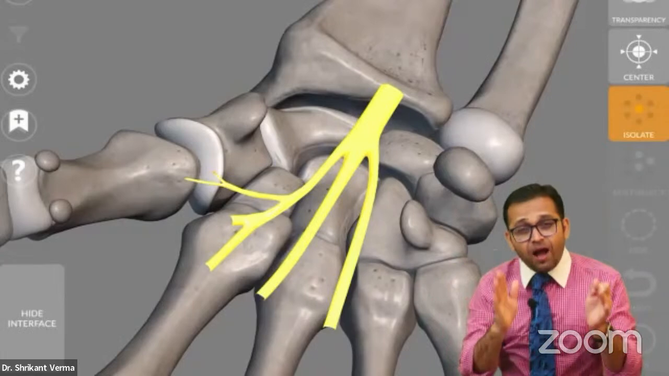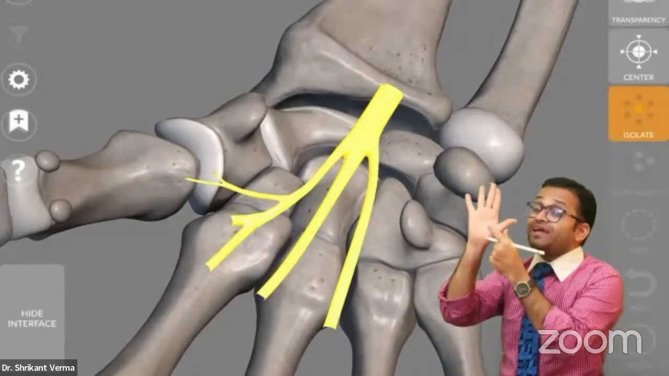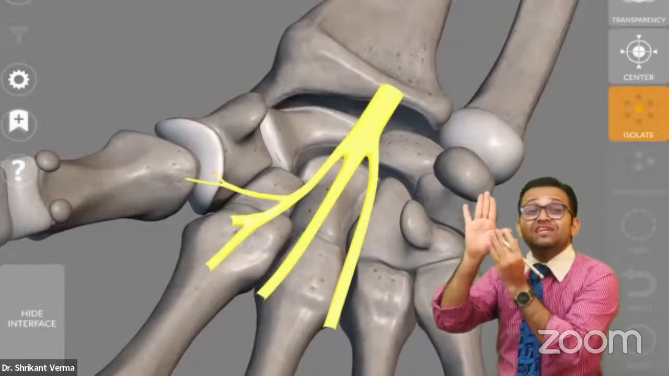I will always keep saying this, median nerve is passing from the thumb side, so it will supply the muscles of the thumb, it will supply the skin near the thumb.